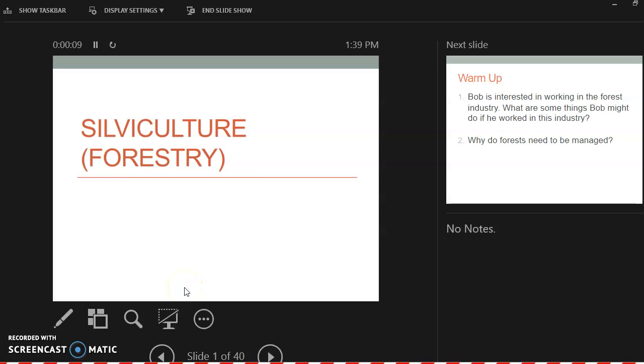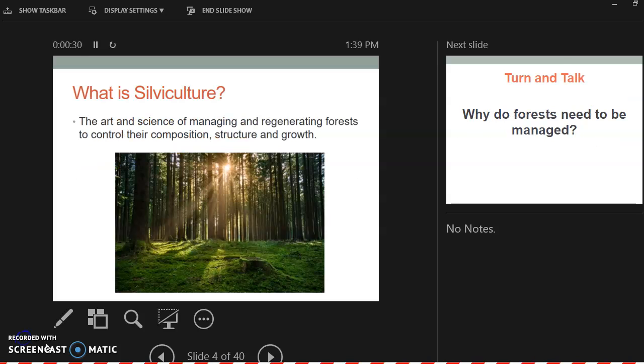Hey guys, so to continue in our forestry section, we're going to continue and learn about some different systems in the forestry industry. Alright, to start out, what is silviculture? So remember to take your notes and you will take a picture of your notes and upload them.